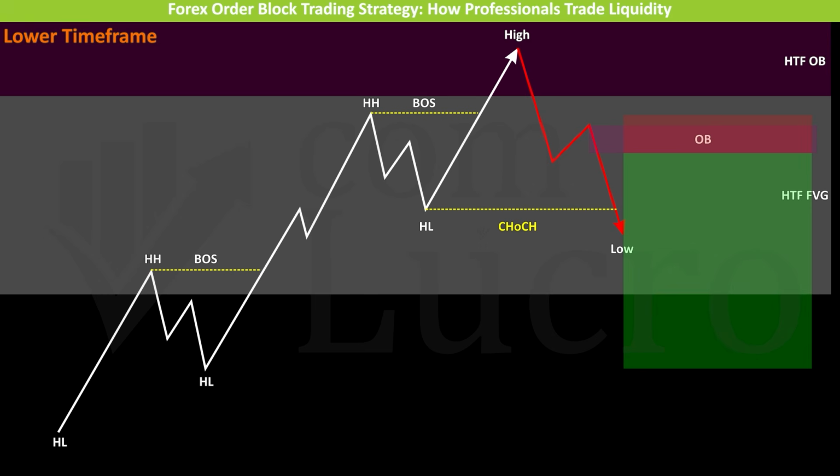For trade management, we aim for multiple targets. The first target is usually a 1-to-2 risk to reward ratio. Once price reaches this level, we close half of the position and move the stop loss to break even.